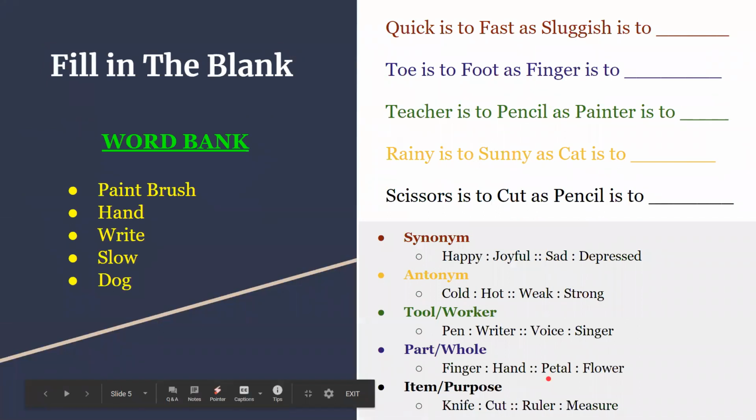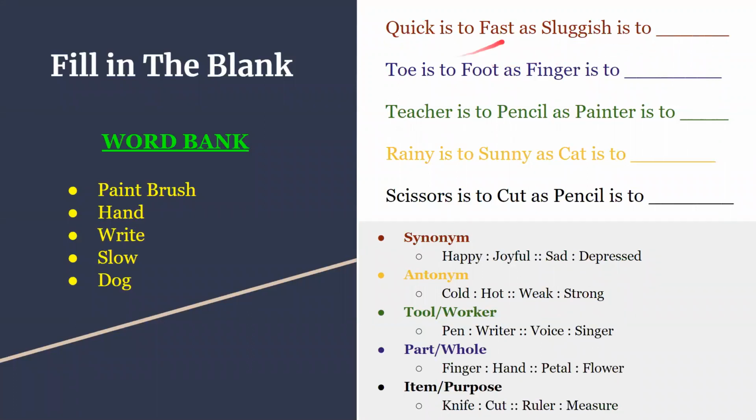So let's put this into practice. I have the same exact thing that was on the other slide right here for you guys to look at, so you can guess along with me. So I also provided a word bank to make this a little bit easier as well. So quick is to fast, as sluggish is to. Now, as you can see, I also color-coded them. A little bit of a hint here too. So we notice brown and brown are together. So quick is to fast, as sluggish is to.